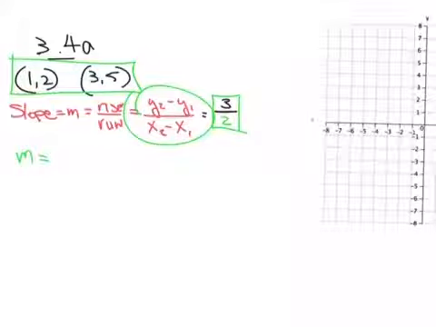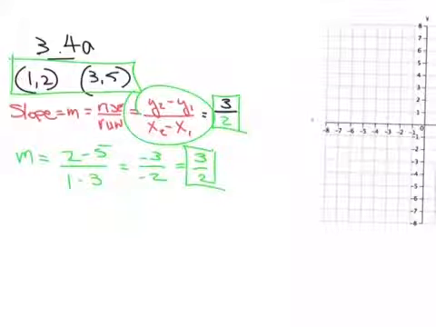So let's take 2 as our y2 minus 5 as our y1, over 1 as our x2 minus 3 as our x1. So it's 2 minus 5, negative 3. What's 1 minus 3? Negative 2. And 2 negatives give you a positive. So I did not even use the graph, and I came up with the same slope.